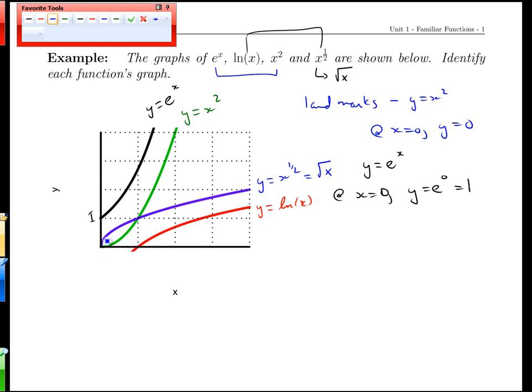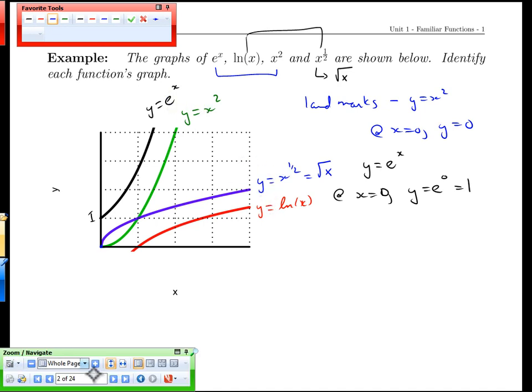We can also do landmarks there. What's the square root of 0? The square root of 0 is 0, so that graph would go through the origin. And ln of 1 gives a y value of 0, so the coordinate 1, 0 would be part of the y equals ln of x graph. So there are some of the families of functions we're going to be interested in: exponentials, logarithms, and powers of x.